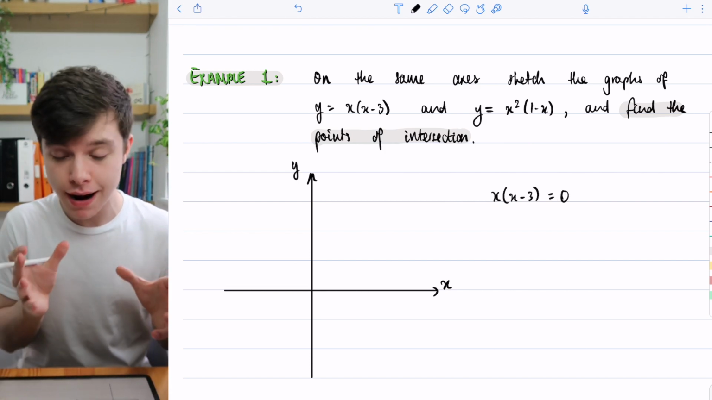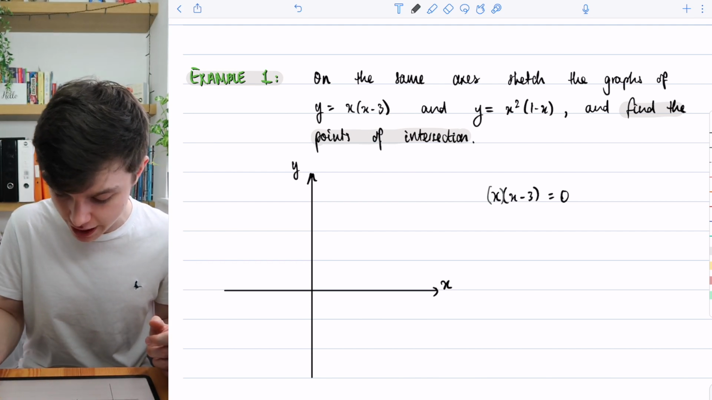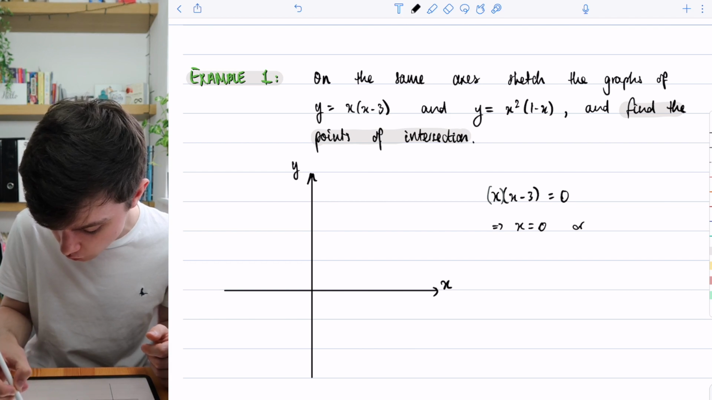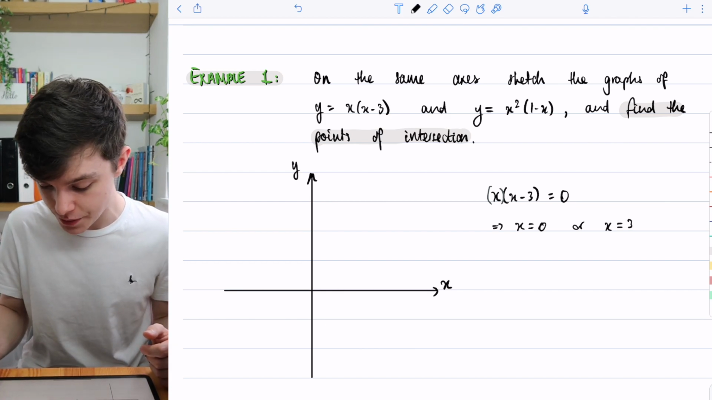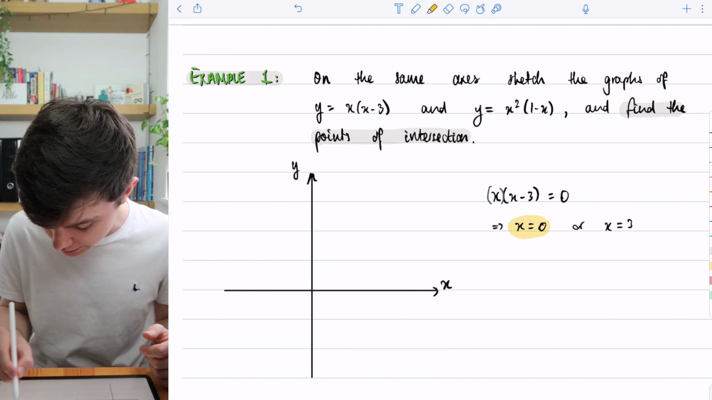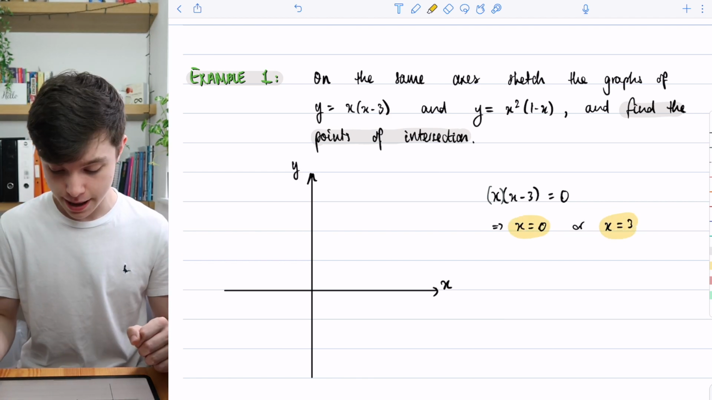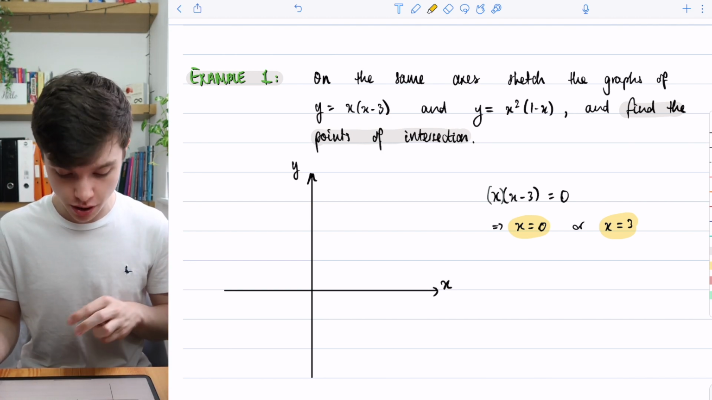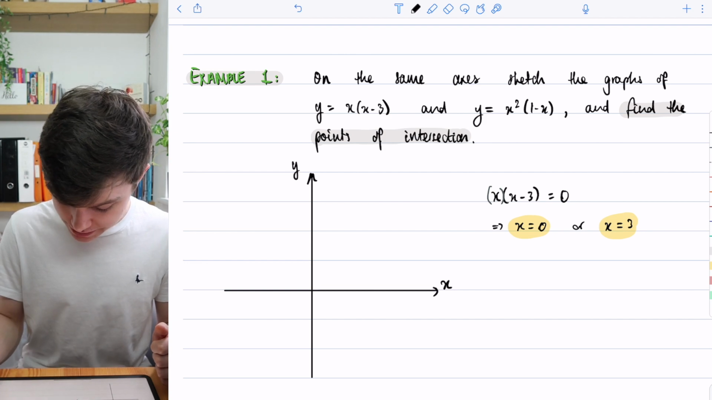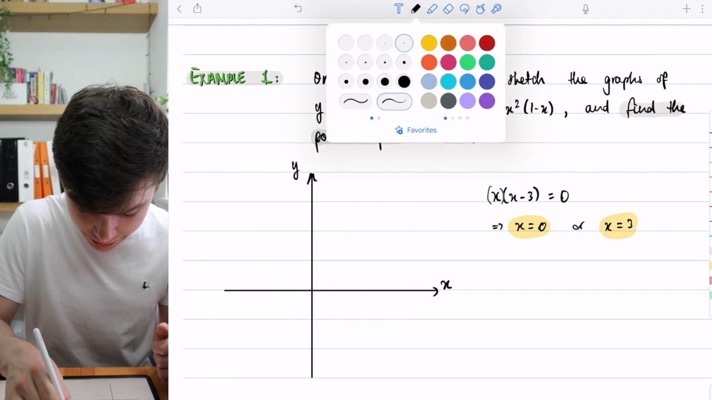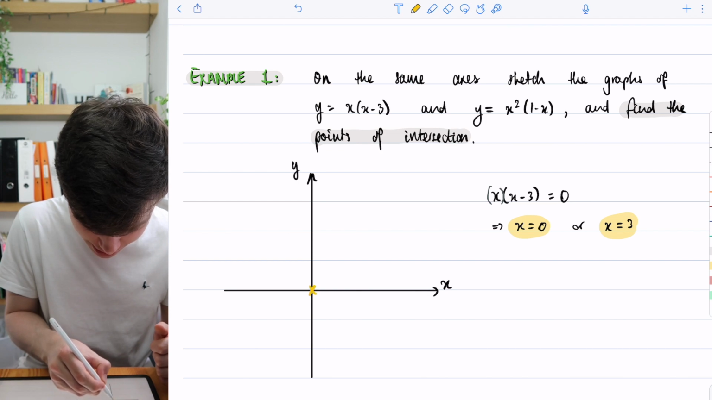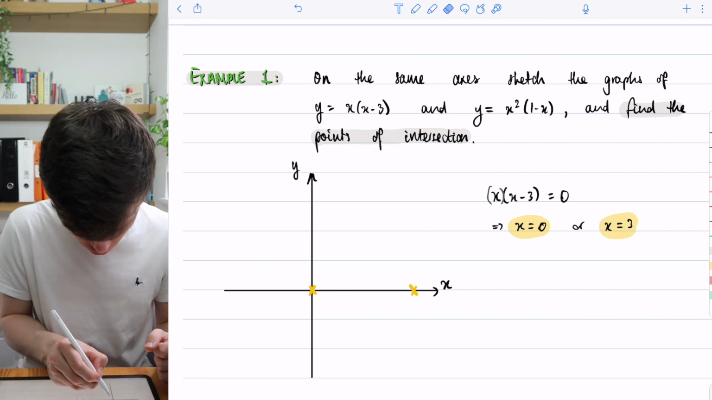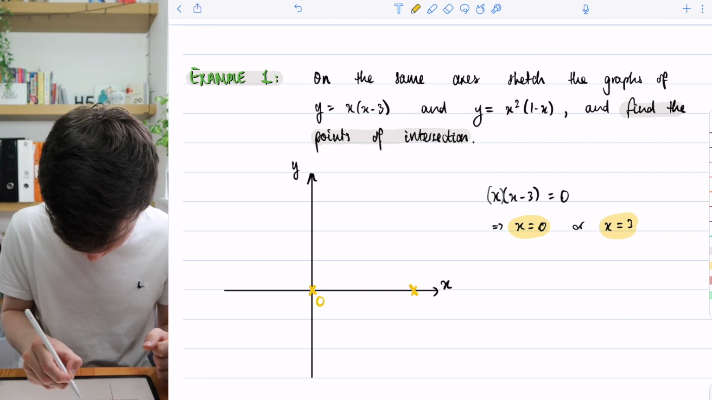That means each bracket can be equal to 0. Here we kind of have an invisible bracket. So that tells me x is equal to 0 or x is equal to 3. Either of those, I'll write them in yellow, is a solution to our equation. So those are the roots of the graph. So x is equal to 0 or x is equal to 3, okay? And I'll draw those on as well. We've got 0 and we've got 3.